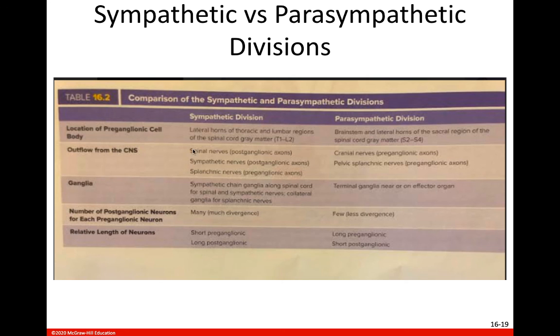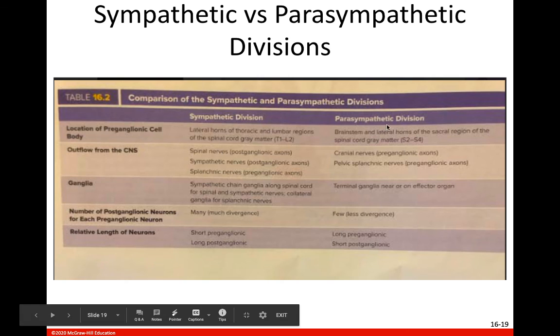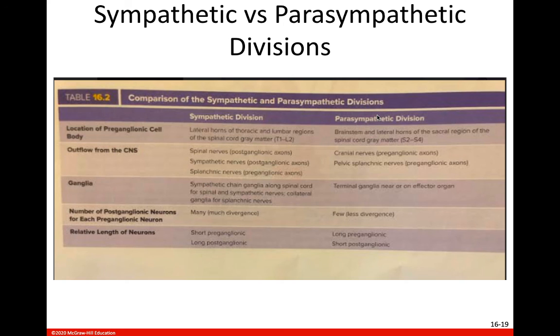And so then what we have here is just kind of a review or a summary of the differences between the sympathetic and the parasympathetic division. And there is another slide a little bit later on that we'll look at probably tomorrow that will show all these differences and even more differences. But basically, again, remember that your sympathetic division is thoracolumbar. Your parasympathetic division is craniosacral.